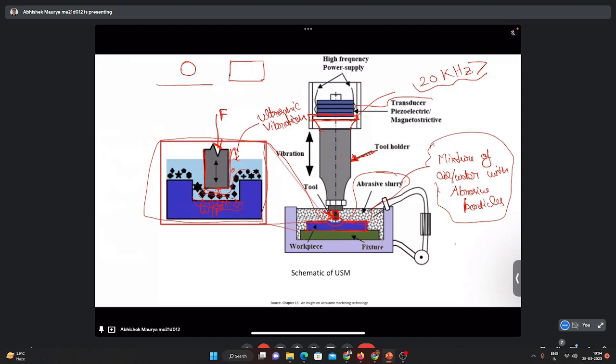material will get removed. And in order to remove the fractured material, we continuously keep on supplying the slurry. So continuous flow of slurry is required in order to wash away the removed material and to bring the fresh abrasive particles between the tool and the workpiece. So this is the mechanism of the material removal.